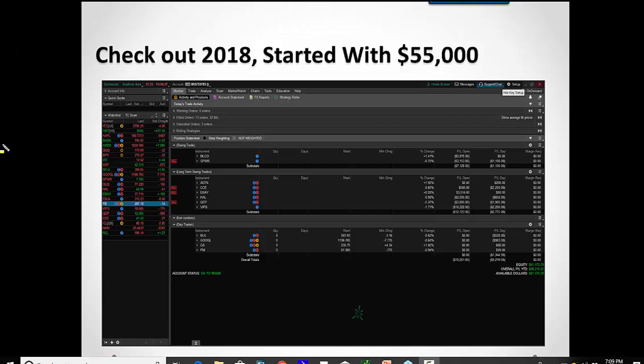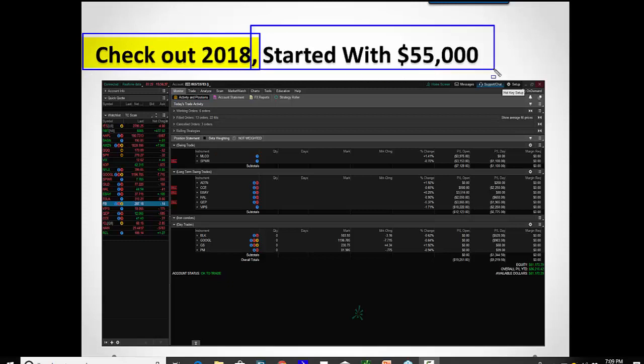Okay, so this is 2018. So 2008, unusual option activity in the option market. 2018, started this account this year with $55,000. Okay, there's no zooming in now. It started with $55,000, and you can see this has been up $86,000. So I've taken that $55,000 and turned it into $140,000.